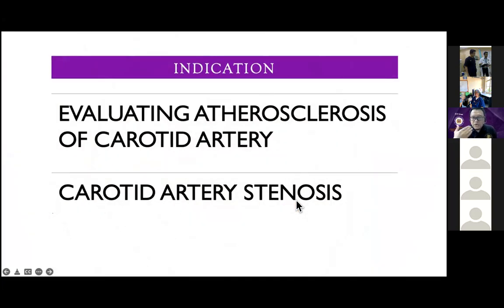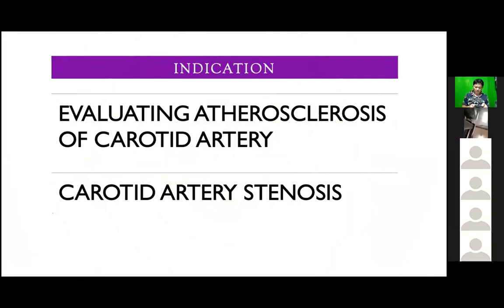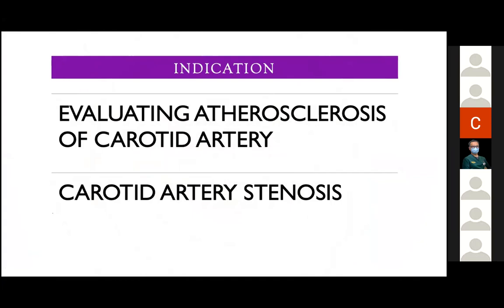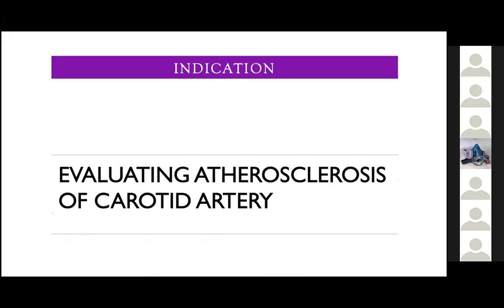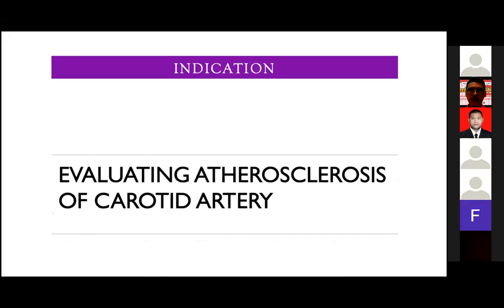Like I mentioned earlier, regarding the role of carotid Doppler ultrasound, I know there are other roles, and many indications to look for. But for the purpose of this discussion, especially in the emergency setting, I think it's enough for us at the moment to evaluate the atherosclerosis of the carotid artery and to identify carotid artery stenosis. Now we start with how we evaluate the atherosclerosis of the carotid artery.